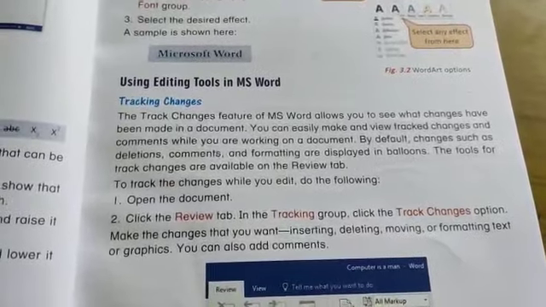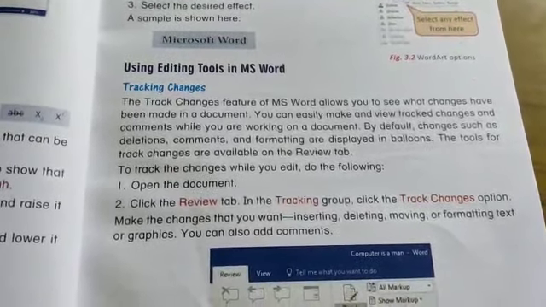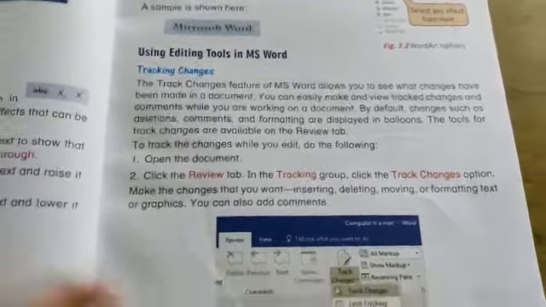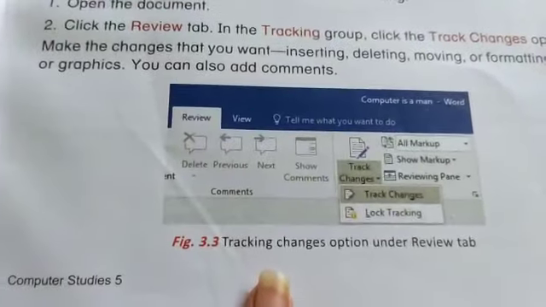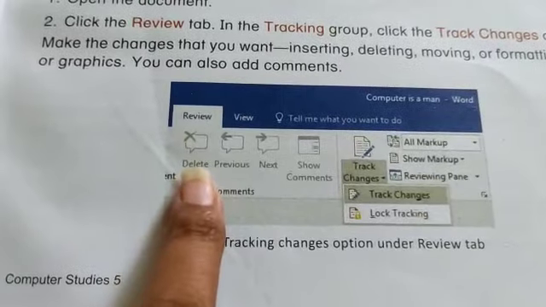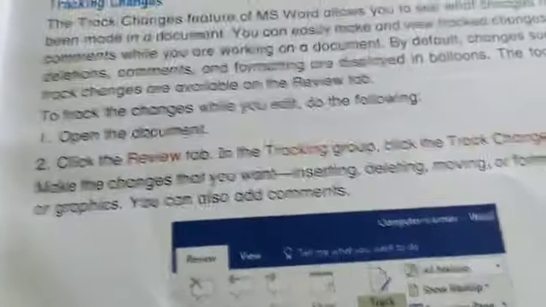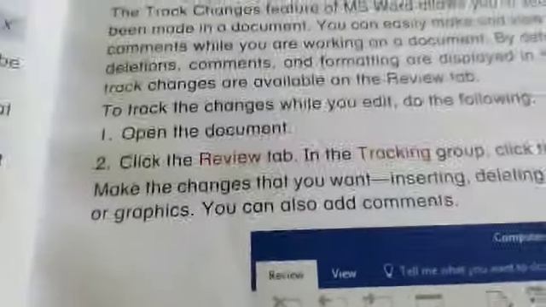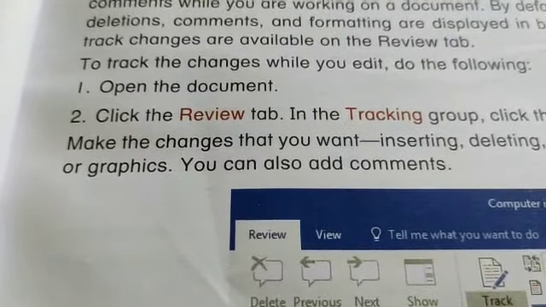The tools for track changes are available on the review tab. See this figure? Can you see this figure, children? Figure 3.2. This is the review tab. Here you can see the review things, what tracking you have done, what changes you have done.